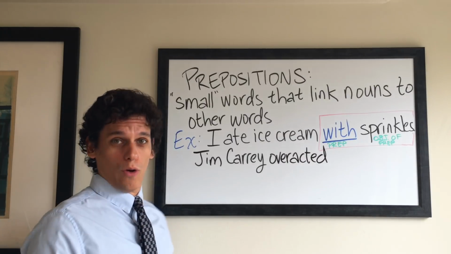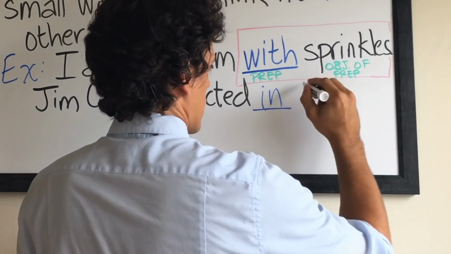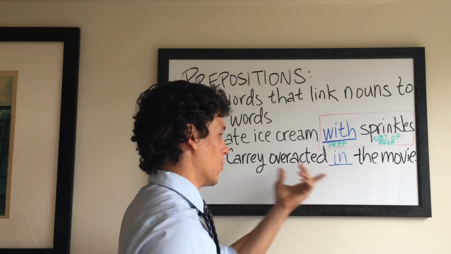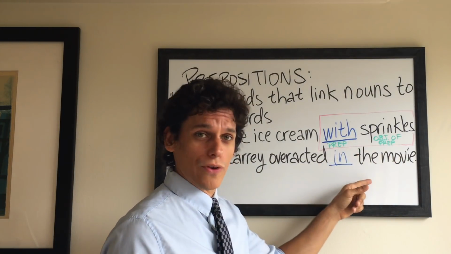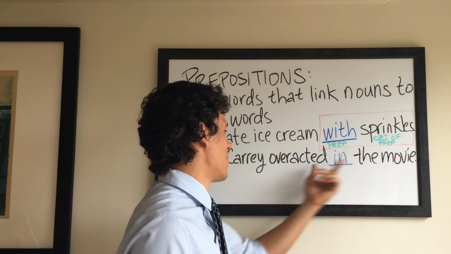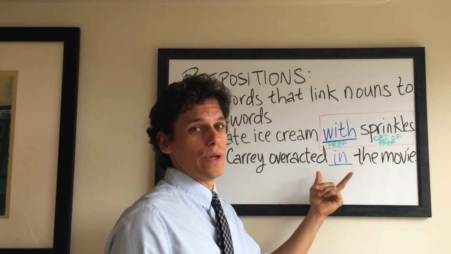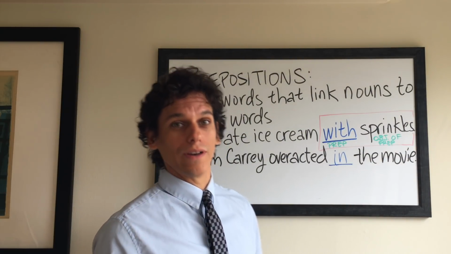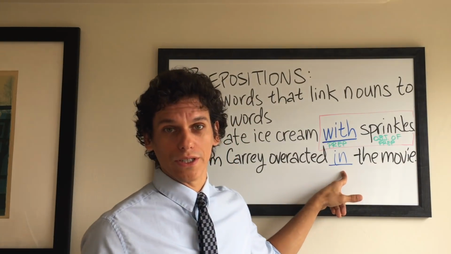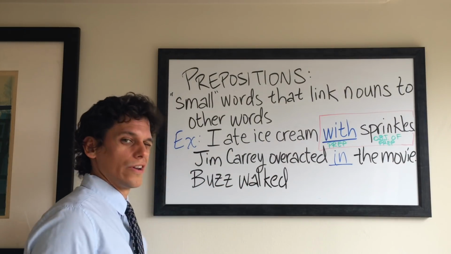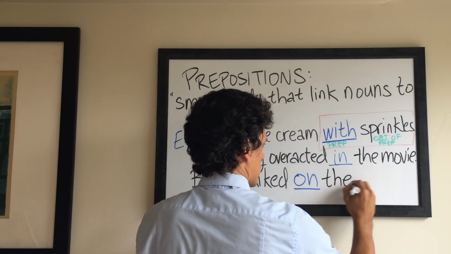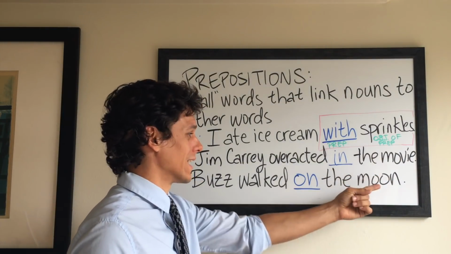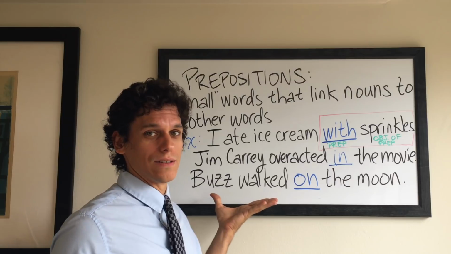What did Jim Carrey overact in? We're linking our noun, movie, to, in this case, overact. So this is our prepositional phrase. In this case, it's modifying acted, so we have an adverbial prepositional phrase. That's a bonus point. For now, just know that this is a preposition. Where did he walk? He walked on the moon. So on is our preposition because it's linking this noun to the rest of our sentence.